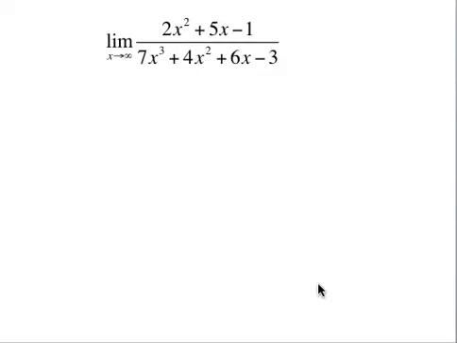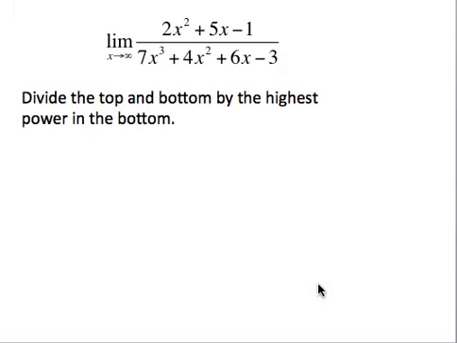Our next example is the limit as x goes to infinity of (2x² + 5x − 1) over (7x³ + 4x² + 6x − 3). What do we do first? We divide the top and the bottom by the highest power in the bottom, which is x³. Divide the top by x³, divide the bottom by x³.